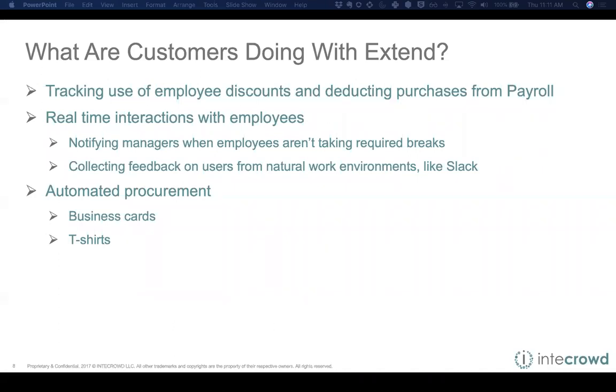Automated procurement is something else we're seeing, of being able to select t-shirt options or business card options and things, and have that be an app in Workday, where the next step in the business process is select your business cards and lay those out, have an app to do that, and away you go.